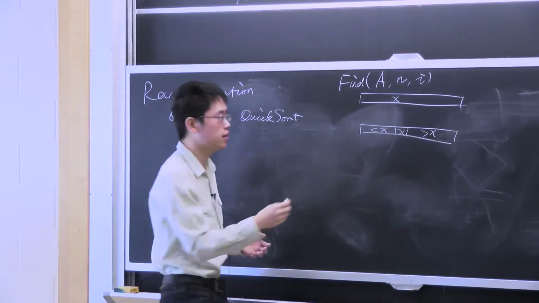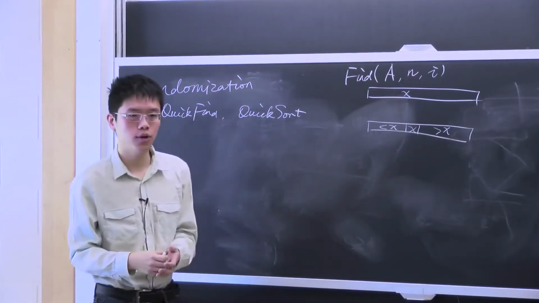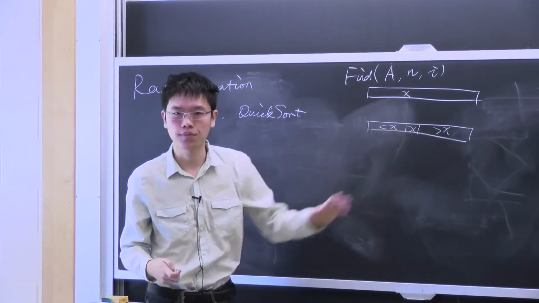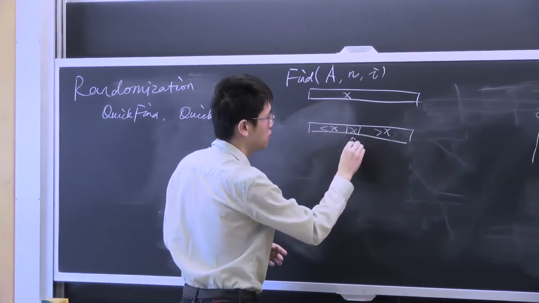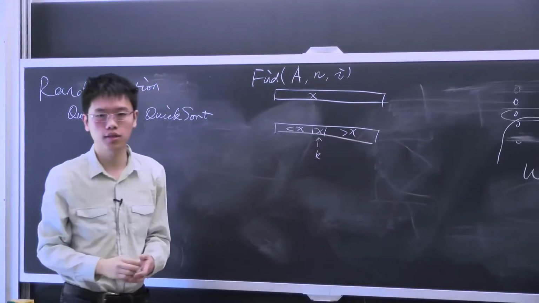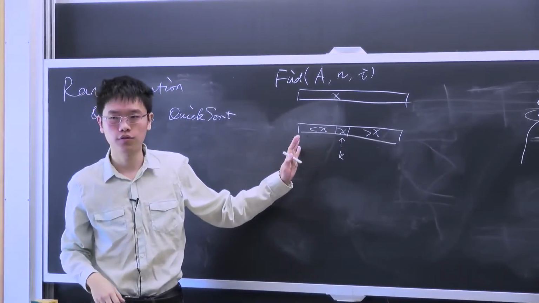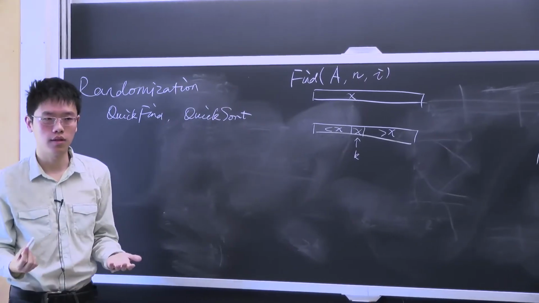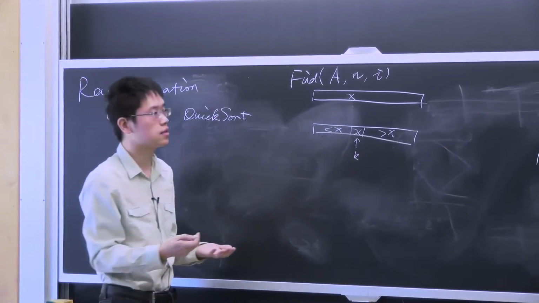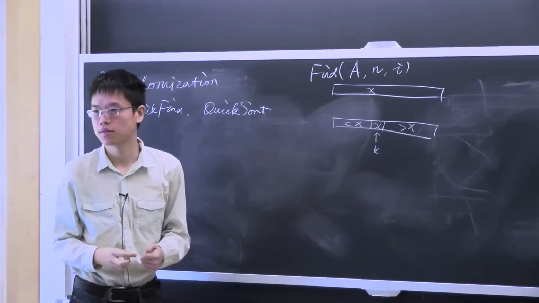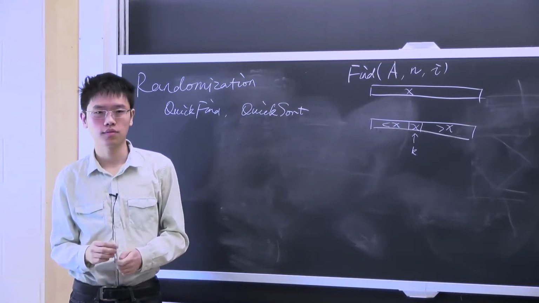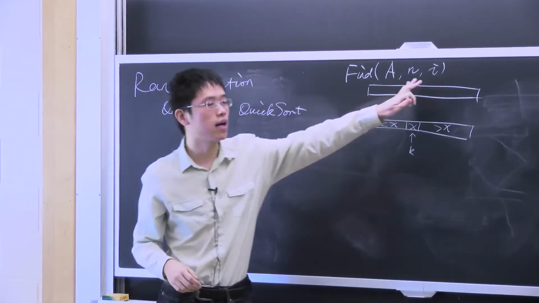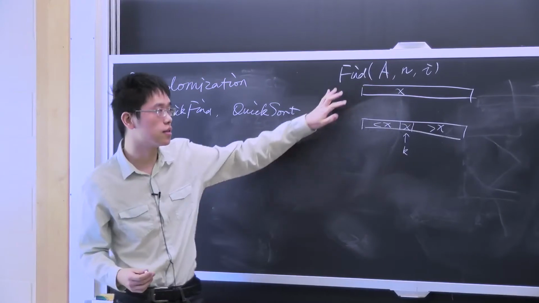Now, because I'm picking a random one, this x can be anywhere. If it is the kth smallest element from the left, then what do I do next? My goal is to find the ith smallest element in this array A.